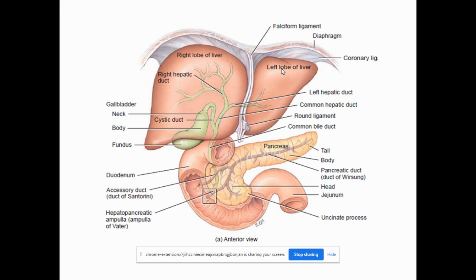This is a very very clear picture showing the structure of the liver. The liver is made up of two lobes, the large right lobe and the smaller left lobe. You can see how the liver is divided into the right and the left lobe. It is divided by this falciform ligament, which is a folding of the mesentery. This will divide the liver into the large right and the smaller left lobe.